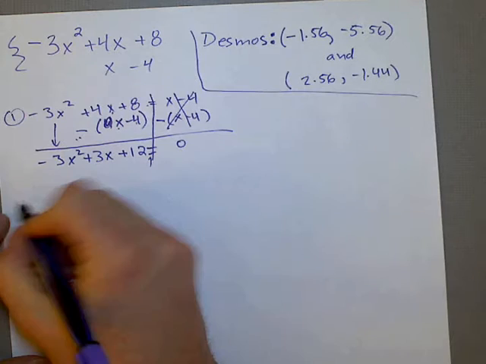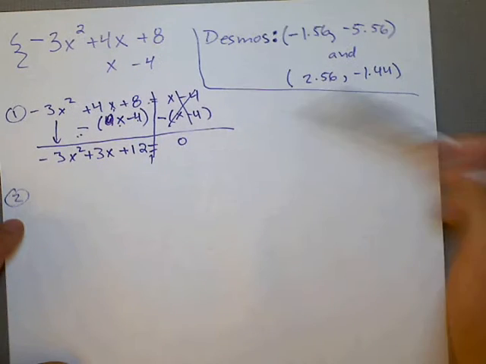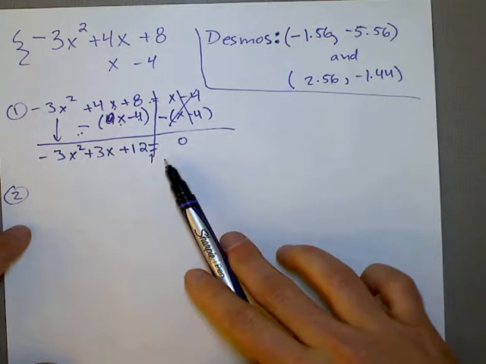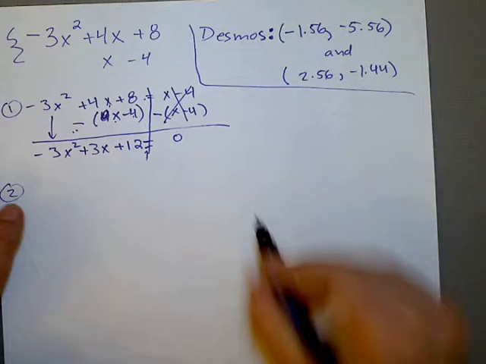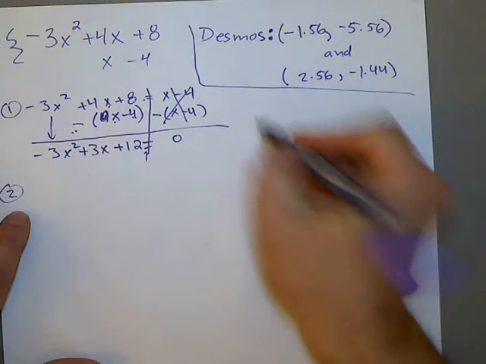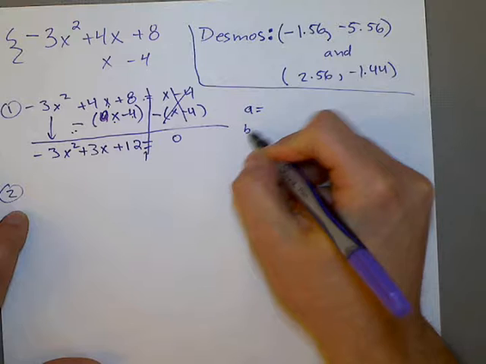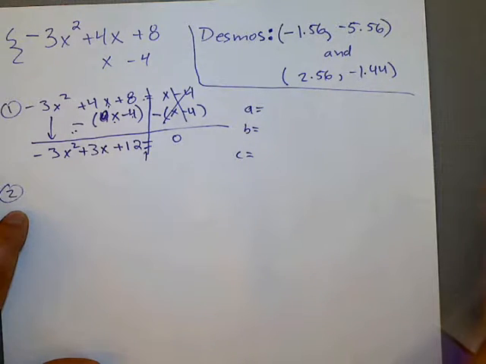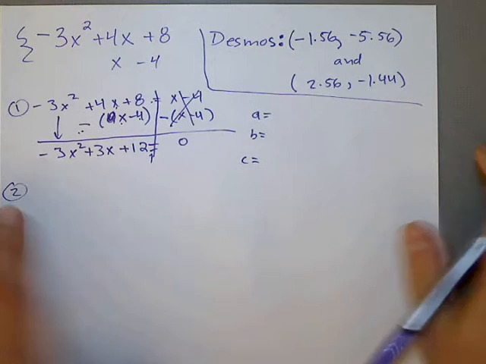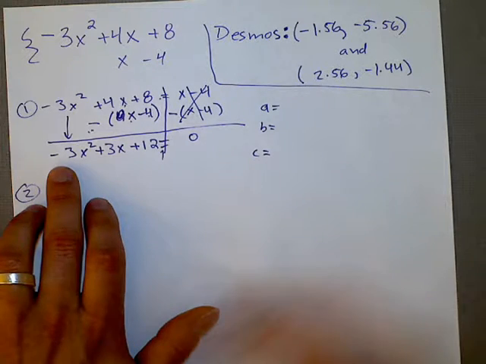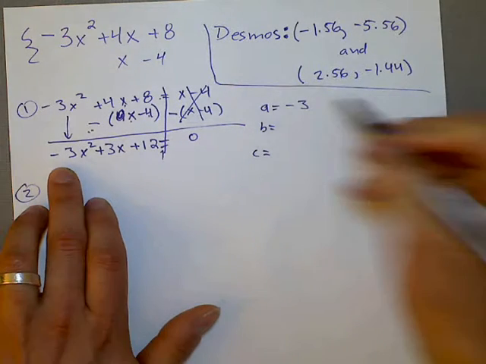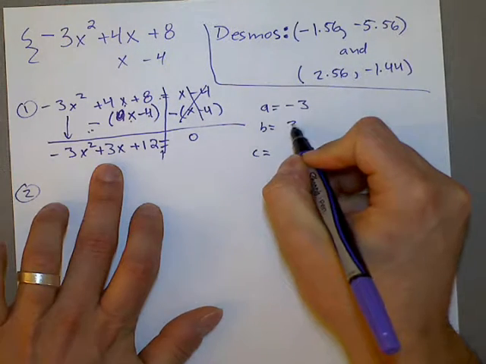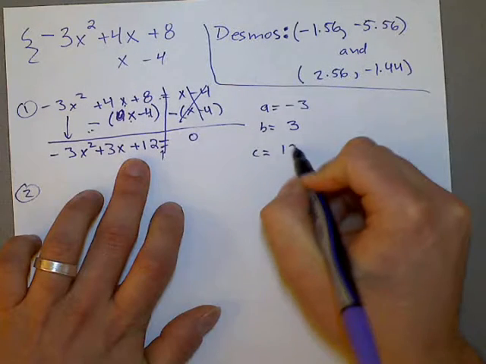So now, once we have the right side equal to 0, we can apply the quadratic formula. Remember, in the quadratic formula we need the a coefficient, the b coefficient, and the c coefficient. So if we look at the equation that we have, our a is negative 3, our b coefficient is positive 3, and our c coefficient is 12.